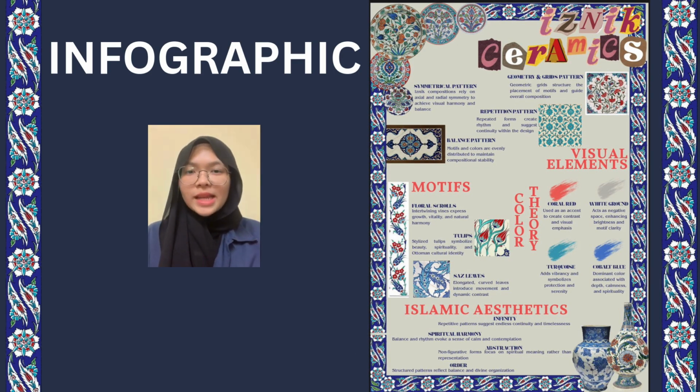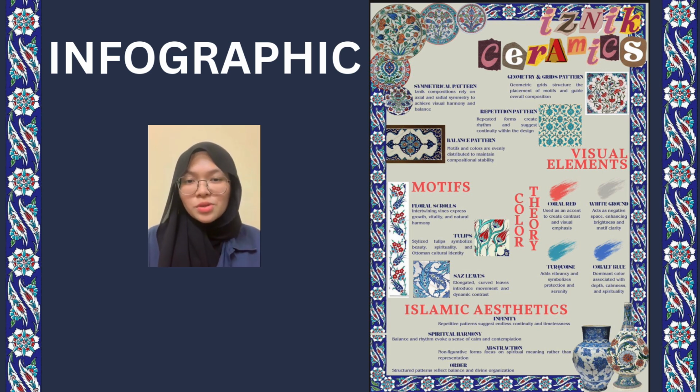Now, I will explain how my infographic visually represents my research on Iznik ceramics, focusing on how composition, motifs, and color reflect core Islamic aesthetic values rather than mere decoration. To begin, Iznik ceramics are not designed randomly. Their compositions are carefully structured to express spiritual harmony, which is a key principle in Islamic art. As shown in my infographic, elements such as balance, rhythm, and order work together to create a calm and contemplative visual experience. This reflects the Islamic worldview that emphasizes harmony between the physical and the spiritual.